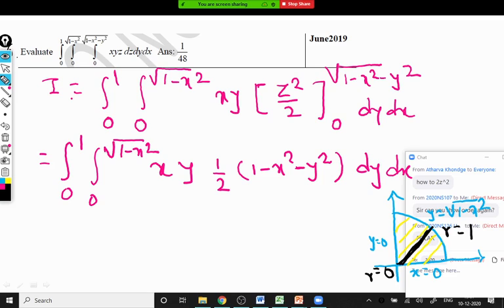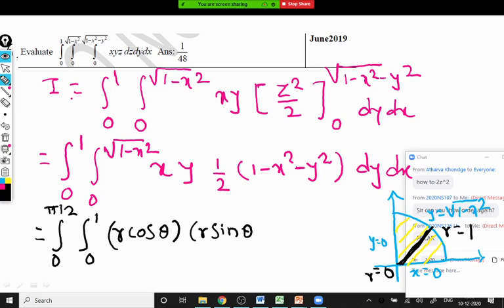And the double integral will become, now I'm writing it in polar form, with the limit of r from 0 to 1. What about theta? 0 to pi by 2. The value of x is r cos theta, the value of y is r sin theta, and the 1 by 2 is as it is, times 1 minus r square, r dr d theta, from the transformation of dx dy to polar. Now this calculation is definitely simpler than the Cartesian form, and you will get the answer, which is 1 by 48.